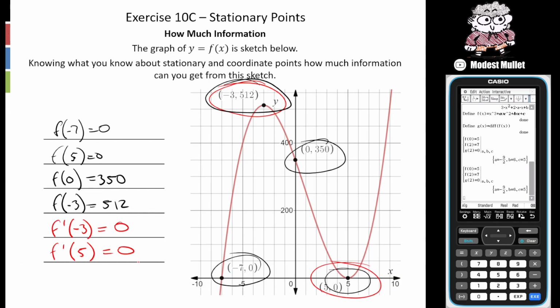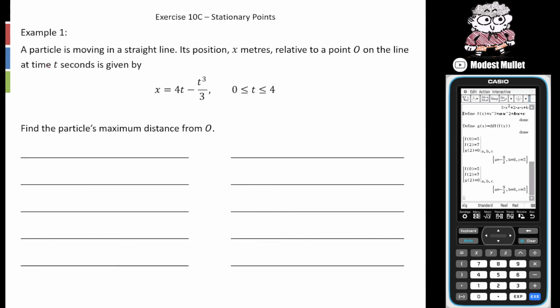So we can use that, and this idea will become important when we get to the very last slide, which is sort of the only new thing, but we have done it before. A particle is moving in a straight line, so we're just doing an example. Its position x meters relative to the point 0 on the line is given by the expression. Find the particle's maximum distance from 0.